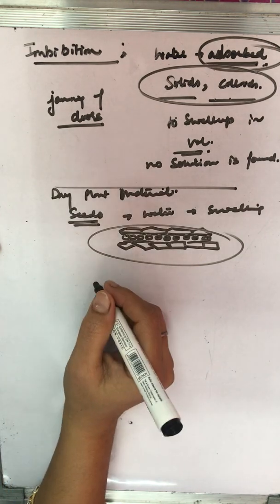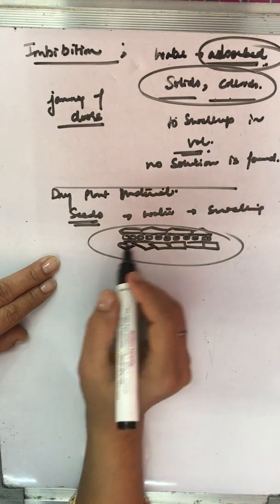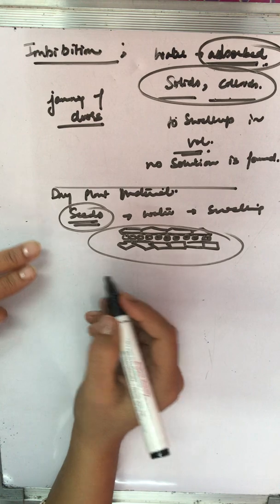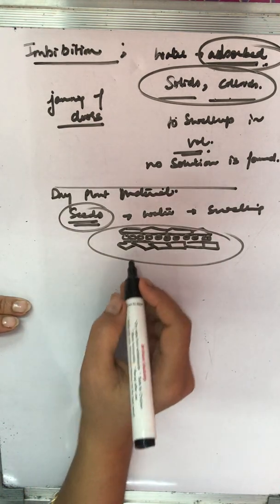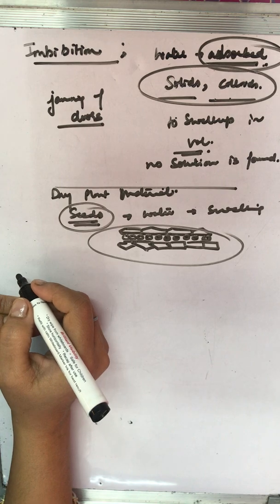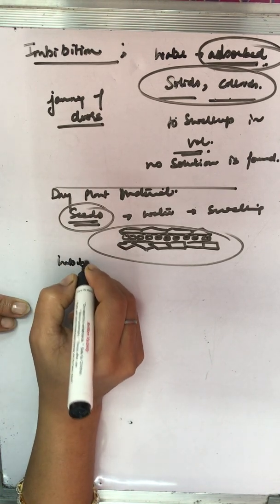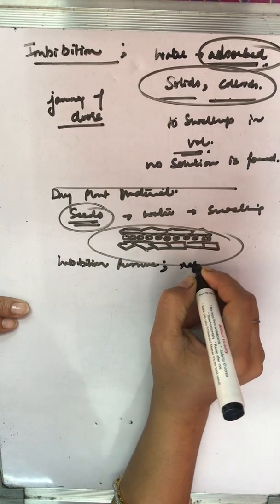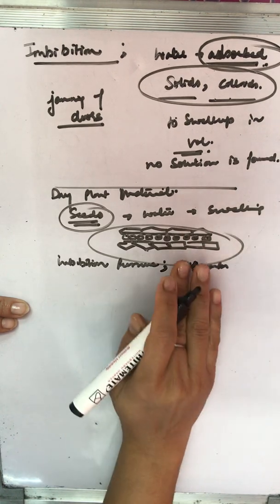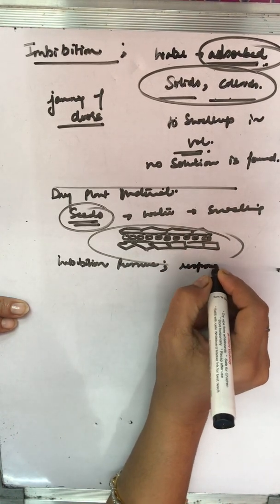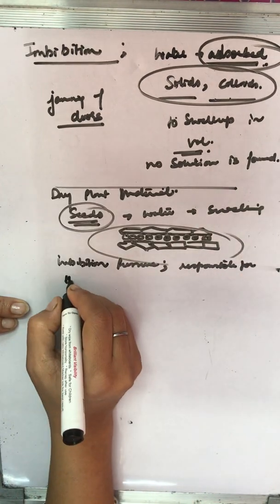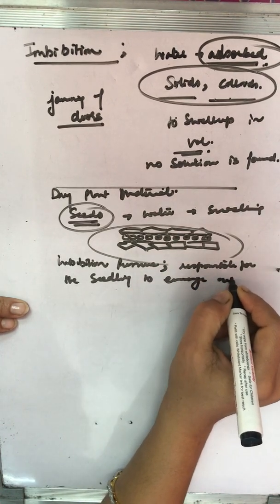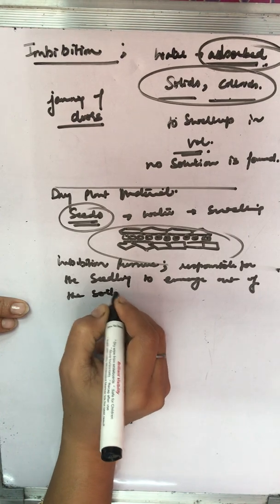Clear? Then imbibition pressure is responsible for the emergence of seedlings. When the seedlings generally emerge out of the soil and establish themselves, it is basically the imbibition pressure which helps. Okay, so it is imbibition pressure. Its significance is that it is responsible for the seedling to emerge out of the soil. Clear?